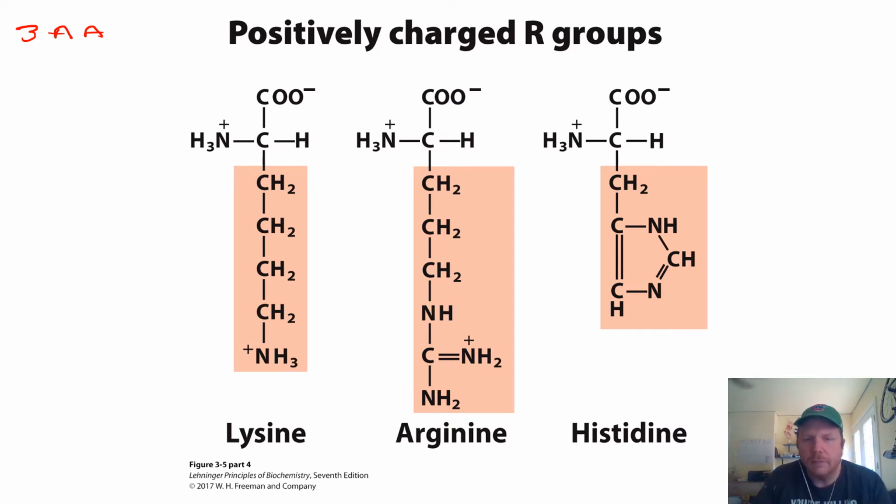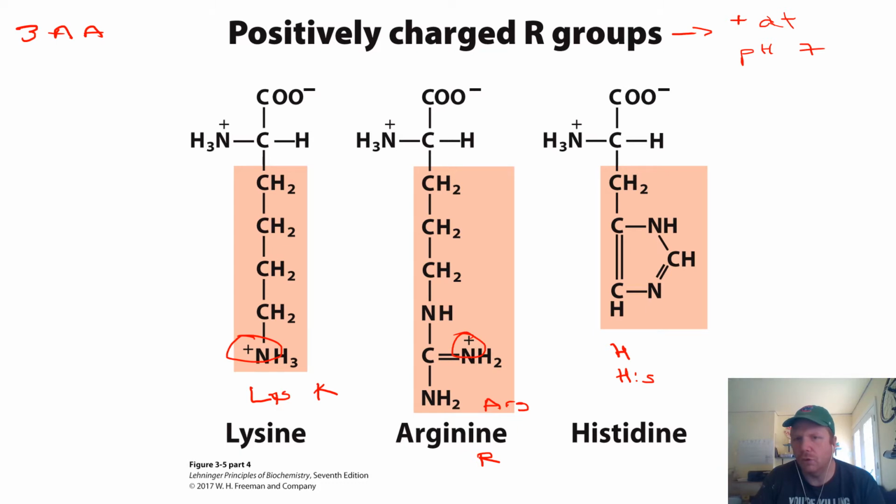Okay, lysine is also known by the 3-letter code LYS or the single letter code K. Arginine is known by the 3-letter code ARG or the 1-letter code R. Histidine is known by the 1-letter code H or the 3-letter code HIS. Now these are classified as your positively charged residues because they are going to be overall positively charged at a pH of 7. You'll also notice on here lysine and arginine have that positive charge kind of required.